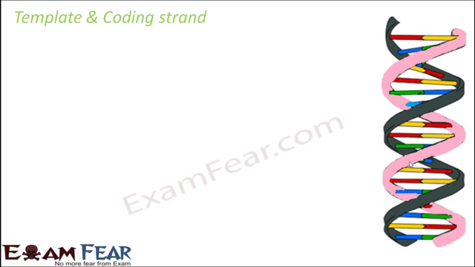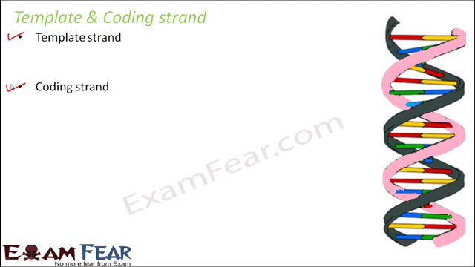So now, based on which strand acts as the template and which strand doesn't act as the template, the names given to the two strands of DNA are template and coding strand. So let us see what they are. We'll talk about both of them in detail one by one. The template strand is the one which acts as a template for synthesizing the new RNA strand, and the coding strand is the other one.